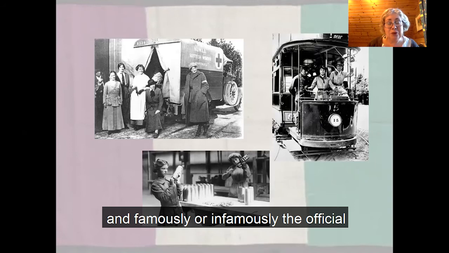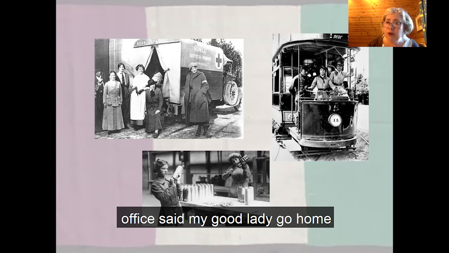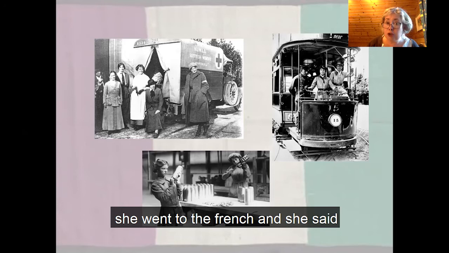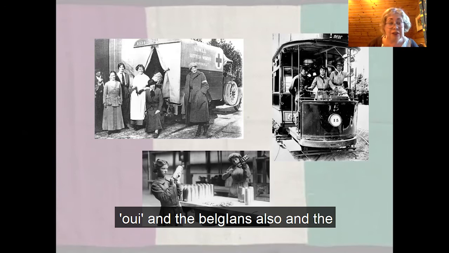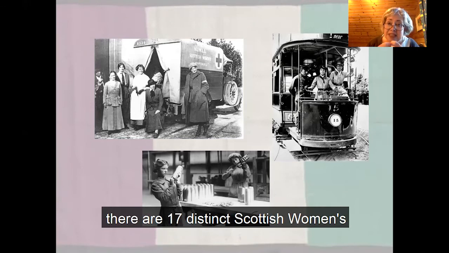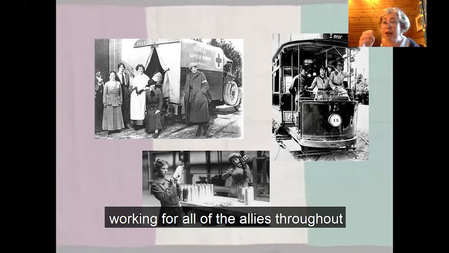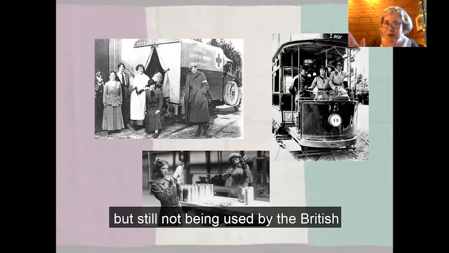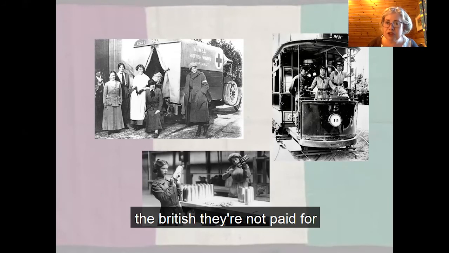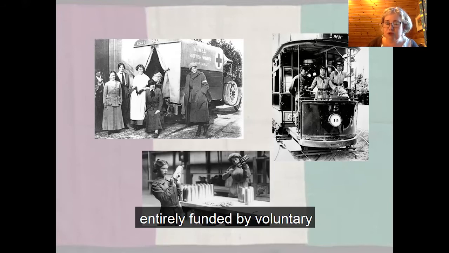And famously or infamously, the official from the War Office said, my good lady, go home and sit still. But of course she didn't. She went to the French and she said, could you use us? And the French said, oui. And the Belgians also, and the Russians, and the Serbs. By the end of the war, there are 17 distinct Scottish Women's Hospitals units working for all of the Allies throughout Europe, but still not being used by the British. And because they're not being used by the British, they're not paid for by the War Office. Instead, they are entirely funded by voluntary contributions.